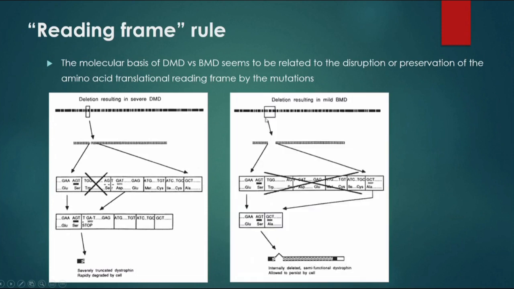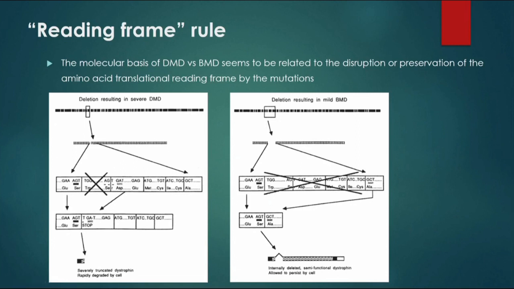Whereas on the other side, this deletion, even though it is large, does not disrupt the reading frame, so dystrophin can be formed, although truncated, but partially functional dystrophin is formed. So whenever there is an out-of-frame deletion, it usually causes the severe form, that is Duchenne muscular dystrophy, and in-frame mutations will cause Becker muscular dystrophy.